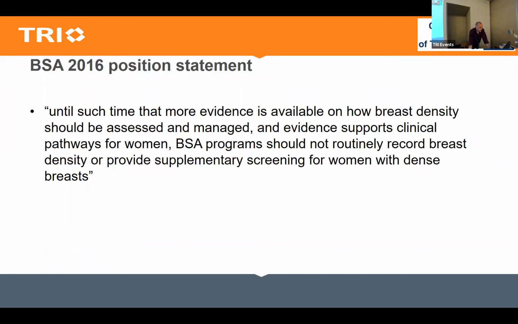which led to this statement, which was put out by Breastscreen Australia in 2016, which essentially says that at the moment we know that breast density is an issue, but we don't have good evidence about what to do with it and what advice to give people once they know that they have increased density. So therefore we're deliberately staying out of that space for the time being until the evidence gets better.